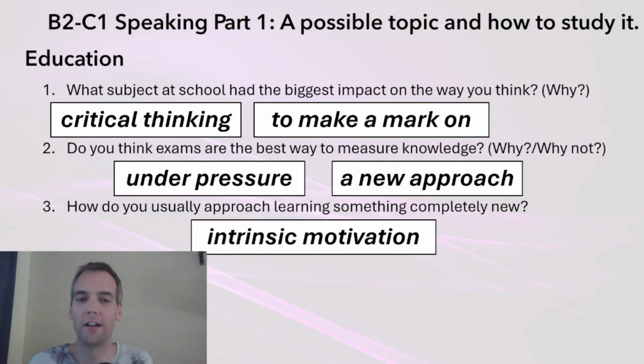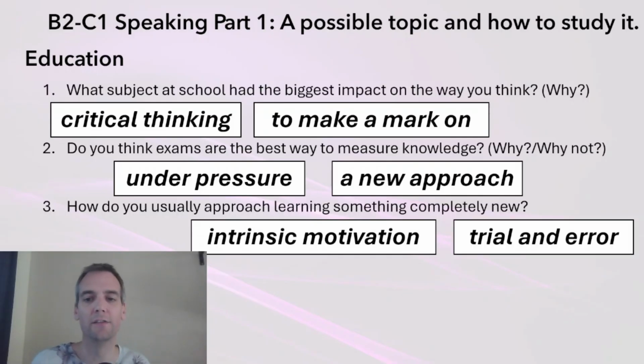And then finally, how do we learn? And we might talk about our motivation or our intrinsic motivation. For example, when I learned Spanish, I just loved learning new vocab and being able to read a book. So I had this intrinsic motivation because I was motivated by the passion of learning itself. Or we might talk about how we did it through trial and error and making mistakes and then correcting yourself and remembering the mistake once you've made it so you don't make it again.